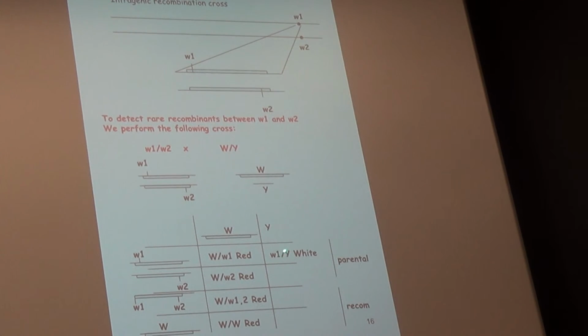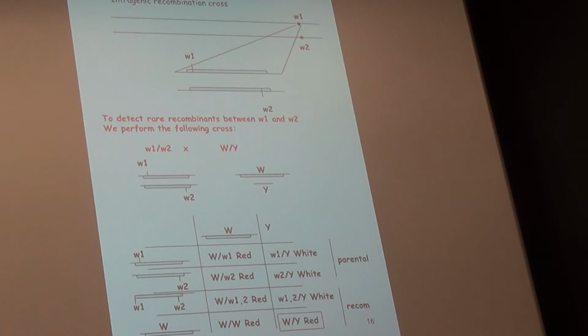This one will be white, but it will be W1 white. This one will be white, it will be W2 white. The third class will be white. It's a combination of W1 and W2 white. And the fourth class will be red. So when you start to see red males appear in this cross, you basically know these red males are because of a crossover between these two alleles of the white gene.